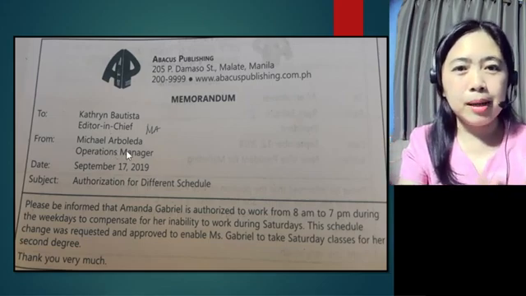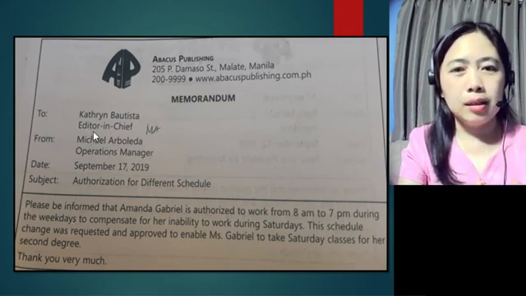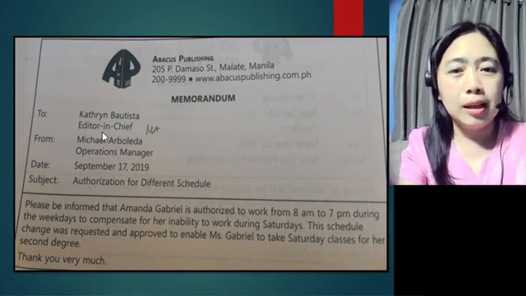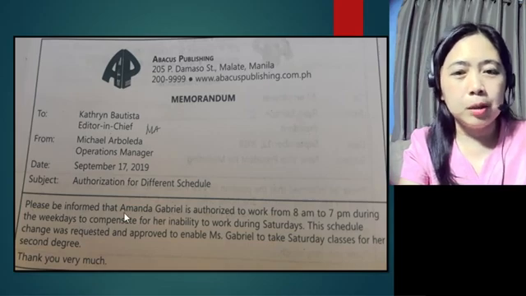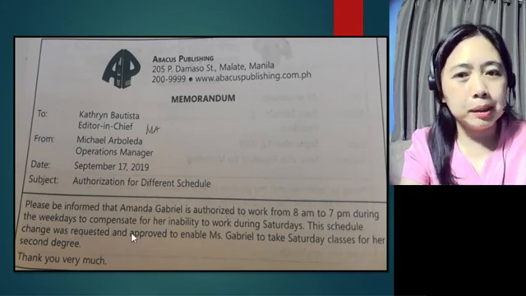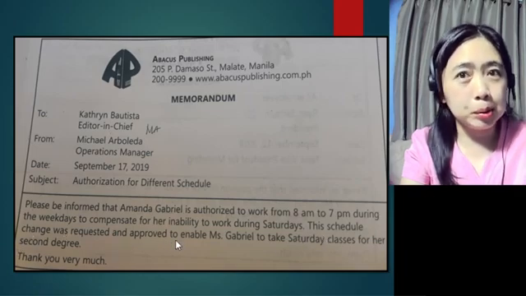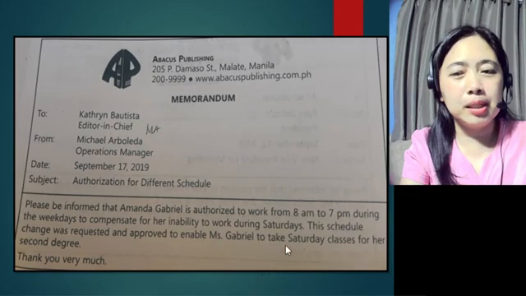It came from Michael Arboleda, the operations manager, for the receiver, Catherine Bautista, the editor-in-chief. Please be informed that Amanda Gabriel is authorized to work from 8 a.m. to 7 p.m. during the weekdays to compensate for her inability to work during Saturdays. This schedule change was requested and approved to enable Ms. Gabriel to take Saturday classes for her second degree.